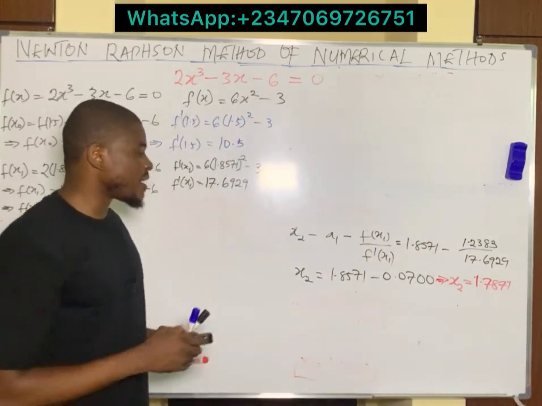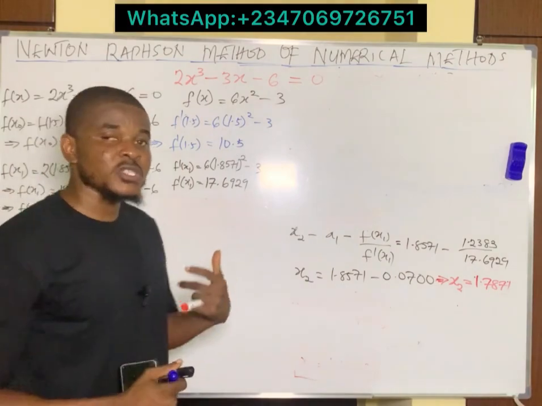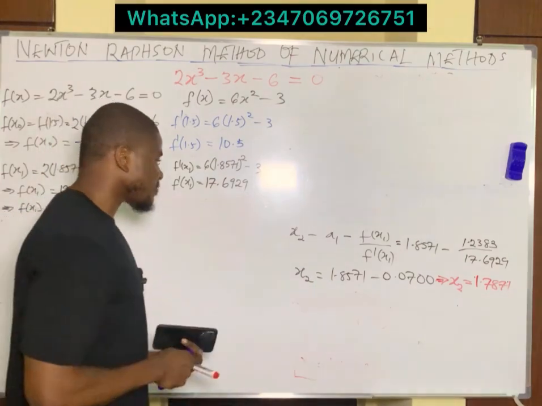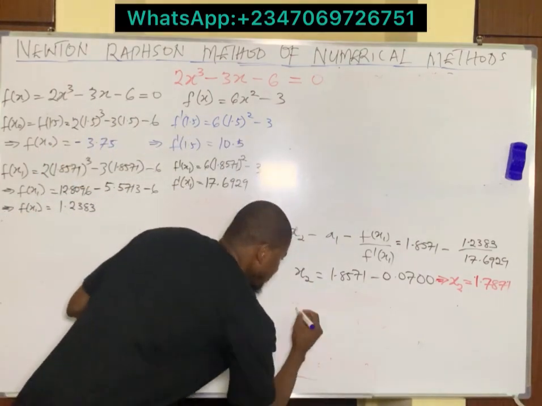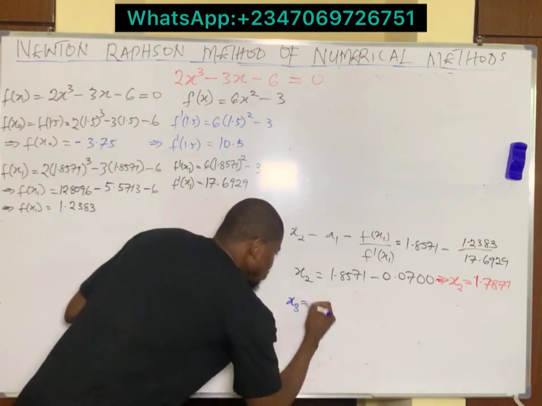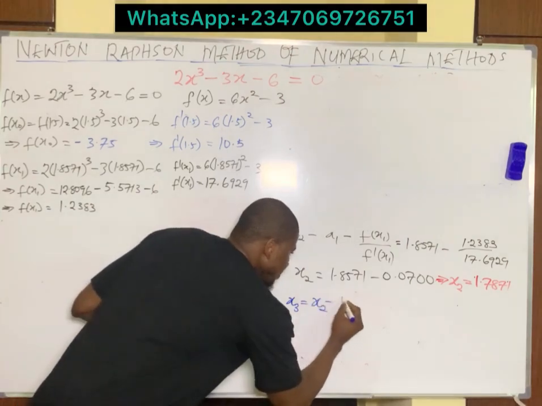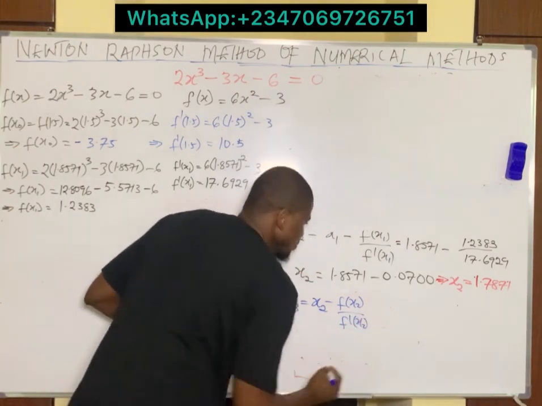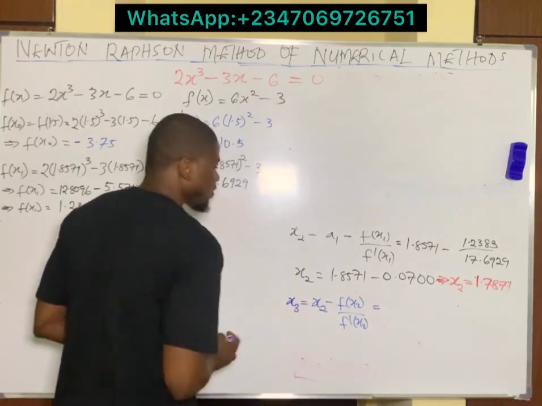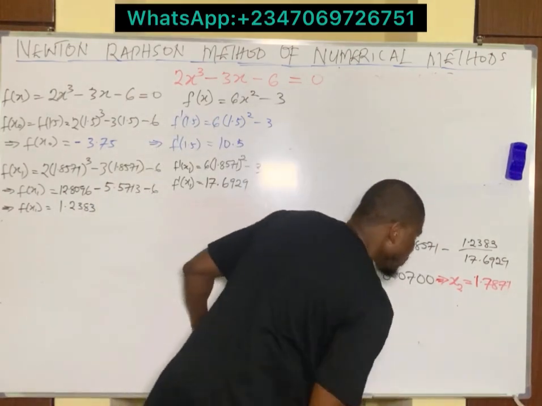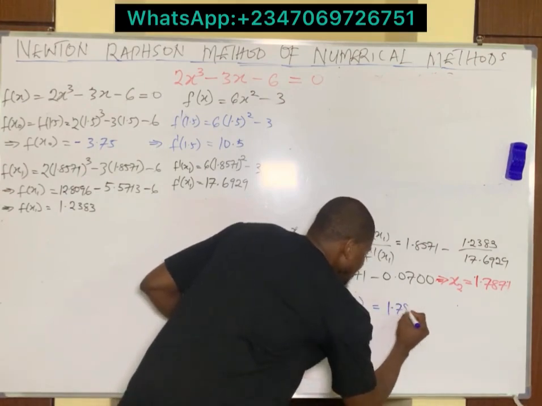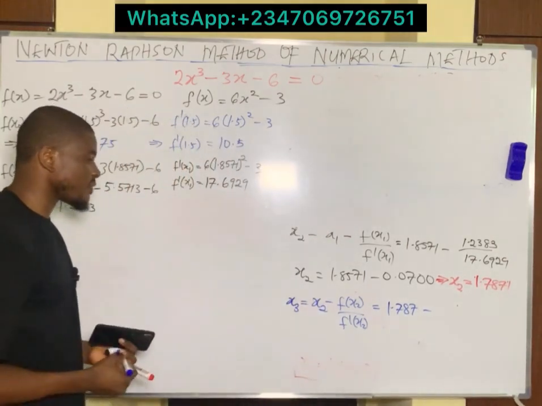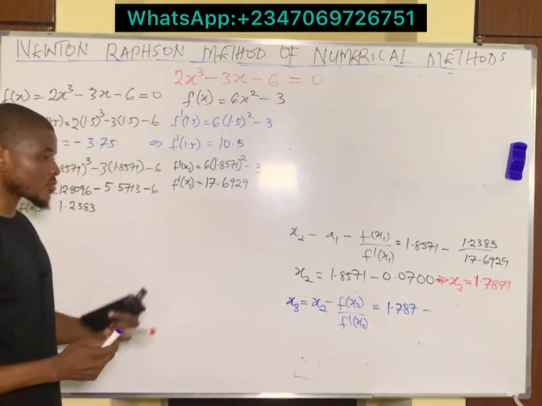Now, having found the value of x2, we move ahead to find the third iteration. The formula is x3 is equal to the previous value x2 minus f of x2 all over f prime of x2. We know the value of x2, which is 1.7871. Now we need to find f of x2 and f prime of x2, which is the value of the function at x2 and the derivative also at x2.